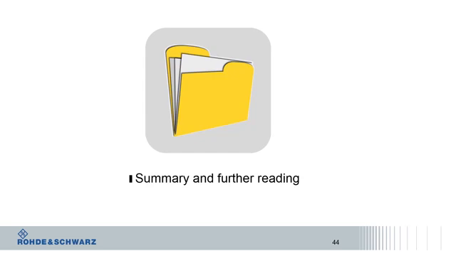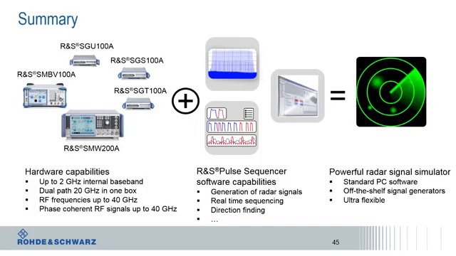So in the last section of this webinar, I will give you a summary about the webinar and what we've talked about, and some information for further reading. In this webinar, I have introduced to you the new hardware capabilities of the SMW200A with its new wideband digital baseband. In addition to the wideband baseband, you can also have 2 times 20 GHz RF channels in one box, which we have seen for the direction finding tests. Single channels can go up to 40 GHz. We can also produce phase coherent signals up to 40 GHz with the SMW200A.